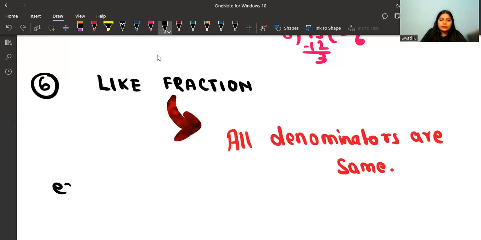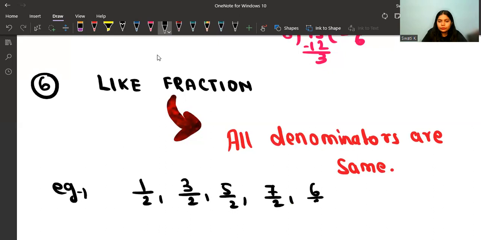Let us first take some examples of like fraction. So for example, 1 by 2, 3 by 2, 5 by 2, 7 by 2, 6 by 2, etc. Right? I will not write down the word etc. because etc. means you can write down any fraction. So I'll just write down 1 by 2, 3 by 2, 5 by 2, 7 by 2, 6 by 2. Now these are like fractions. Why are these like fractions? Because we are having the same denominator.